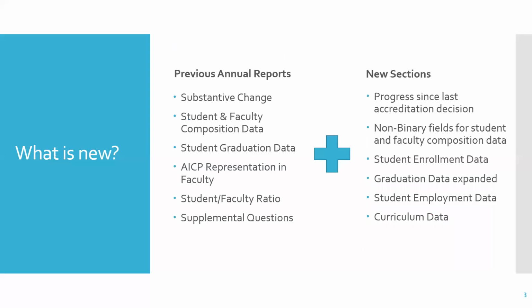So what changes did we make? Well, the new annual report will have all of the fields previously required, along with some new additional information. To respect all gender identities, PAB has added non-binary fields to the student and faculty composition tables. Programs may include non-binary data if applicable. Student enrollment data, graduation data, and employment data are fields you may recognize if you've previously completed a self-study report. A new curriculum data field has also been added.